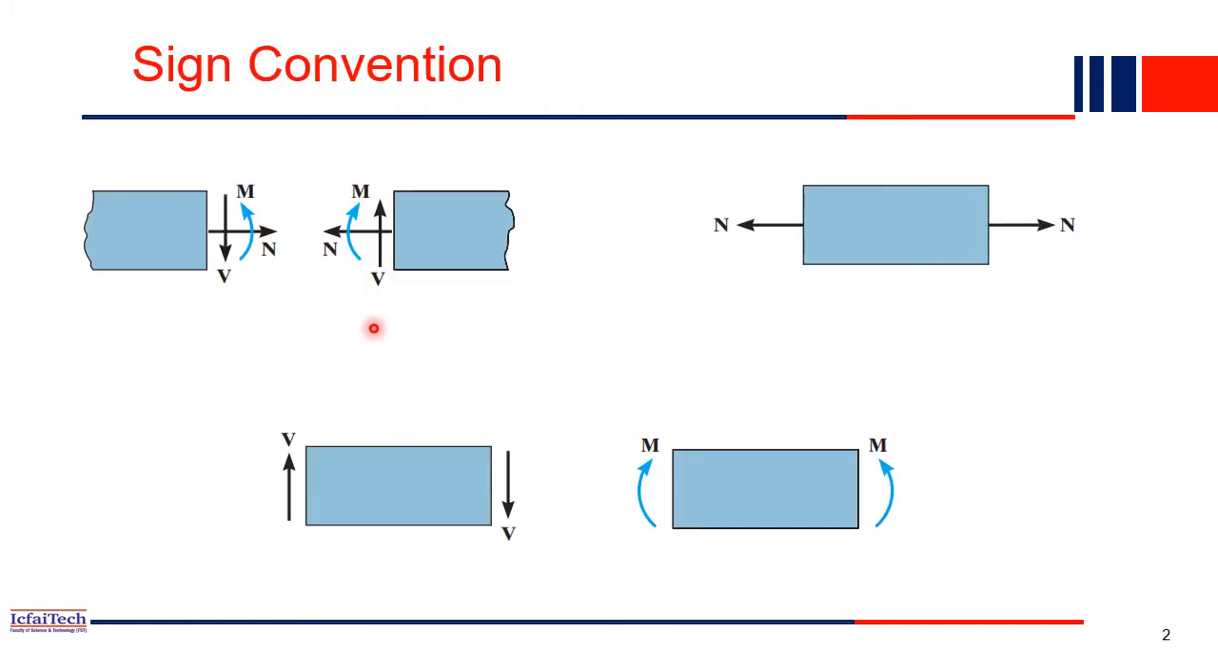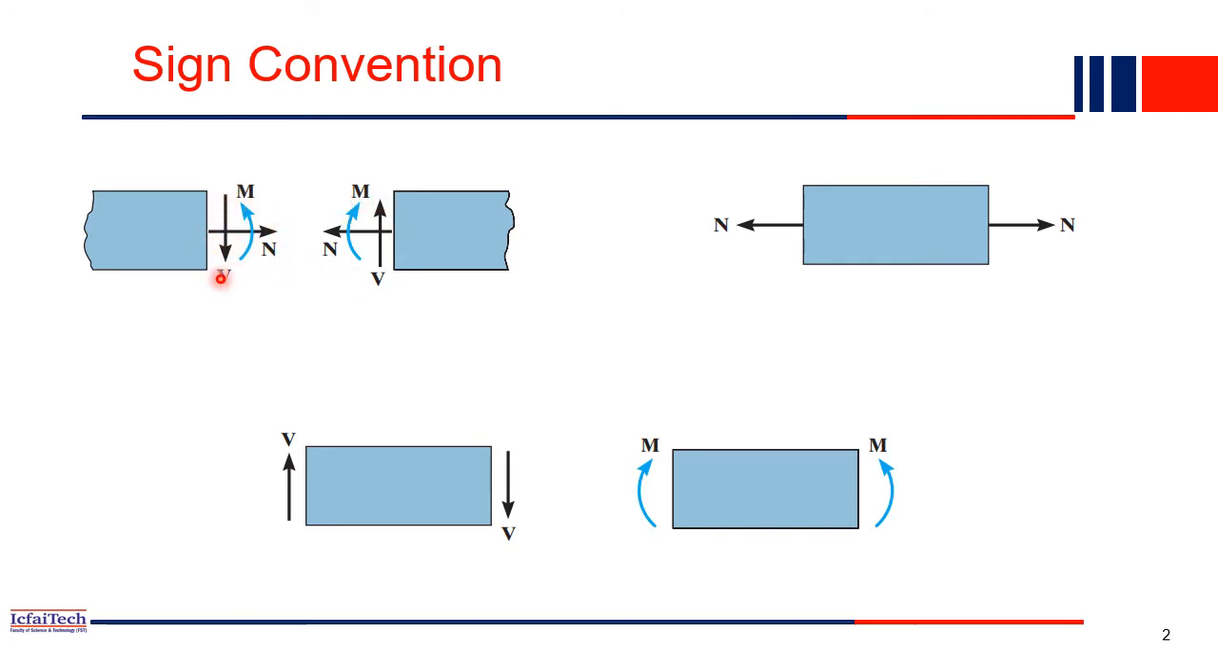In the last few lectures we have discussed that when we apply external load to the structure, internal force is generated inside the structure. So what are the internal forces? We have discussed: V means shear force, M means moment, N means normal force. All these forces are generated inside the structure. Torsion is also an internal force. Only upon application of external force is internal force developed inside the structure.